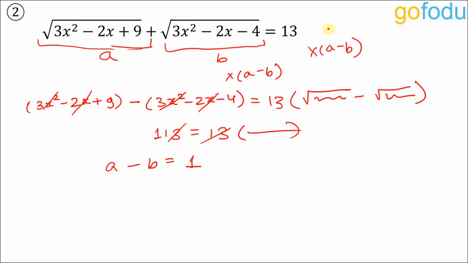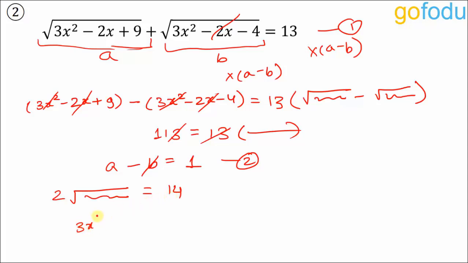Next, what we are going to do is, this is equation number 1, this is equation number 2. We are going to add equation 1 and 2. So this plus b and minus b will get cancelled and we will get 2 times this expression, which will be equal to 13 plus 1, 14. So we have got 2 times root of this expression, that is 3x square minus 2x plus 9 is equal to 13 plus 1, 14. This 2 will come to the right hand side and we'll get 7 here, and on squaring both the sides we will get 3x square minus 2x plus 9 is equal to square of 7, that is 49.